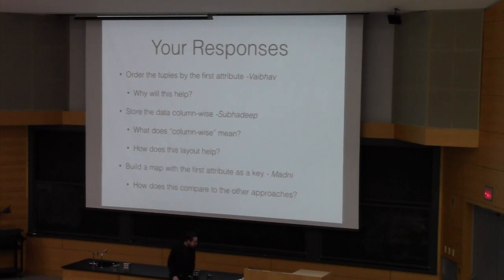And the last one from Madni was a suggestion to build a map. There was some discussion about whether it should be a tree map or a hash map or the specific implementation of this. But the suggestion was to build a map with the attribute as the first key. So how would that compare to the other approaches that we, yes? Okay, so if it was a hash map, the lookup times would be order one. So there's potentially some cases where this is a great idea too.